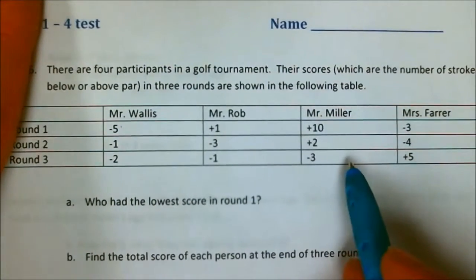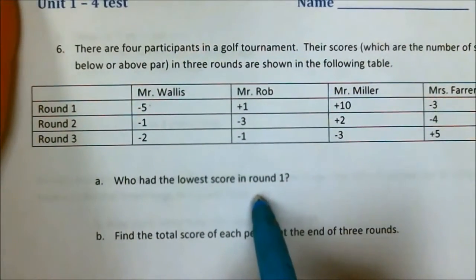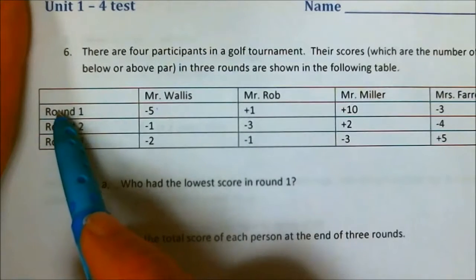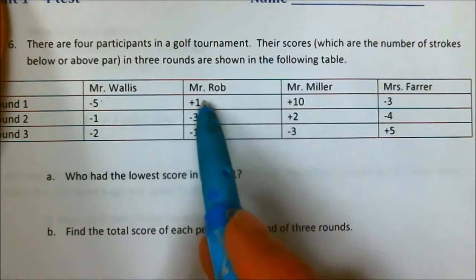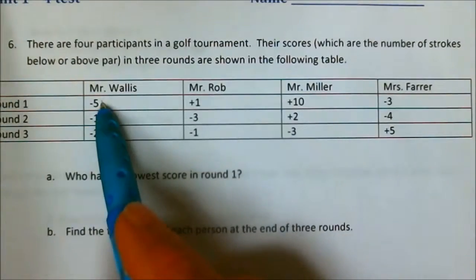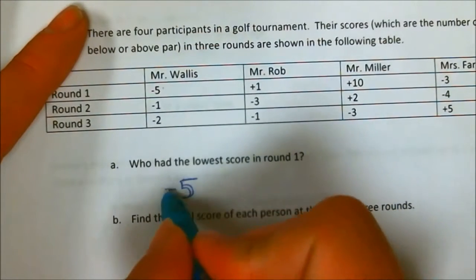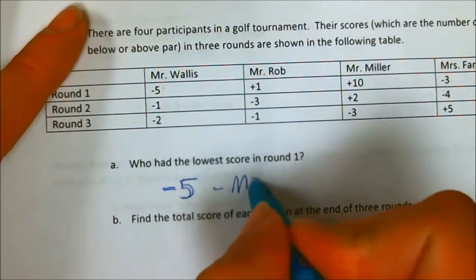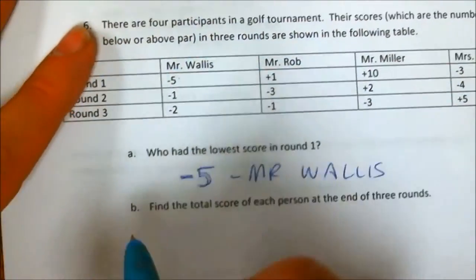It's still just math. All right, so this says who had the lowest score in round 1. Well, this is just a matter of reading a chart. Here's round 1. What's the lowest number? -5, 1, 10, or a -3? It's -5. It's the furthest to the left on the number line. Mr. Wallace had the lowest score. Cool.